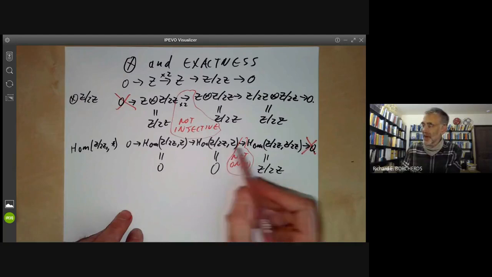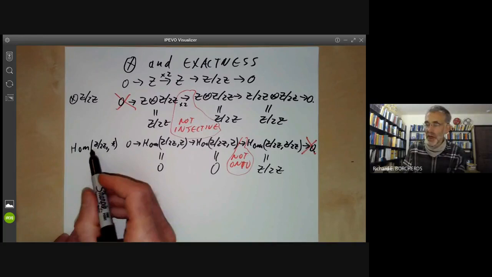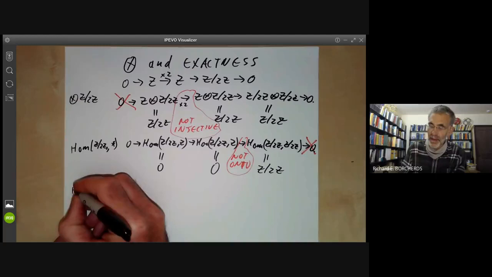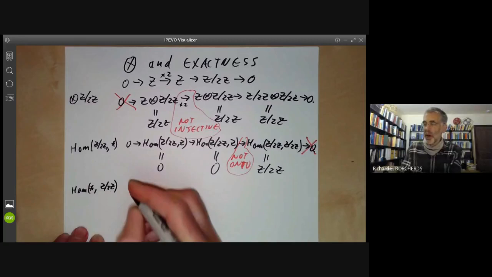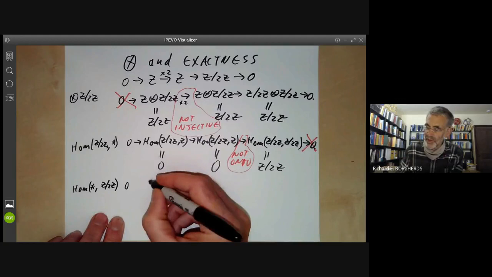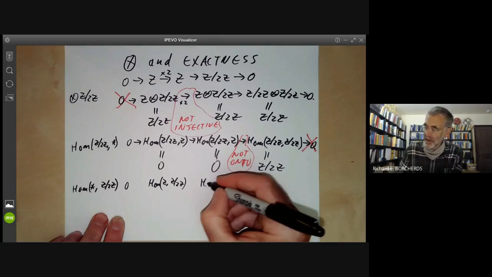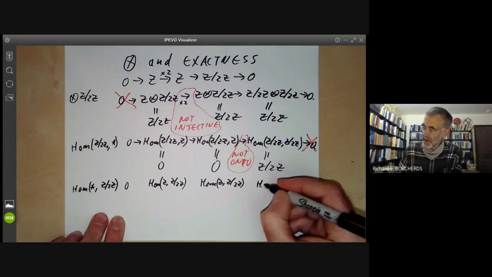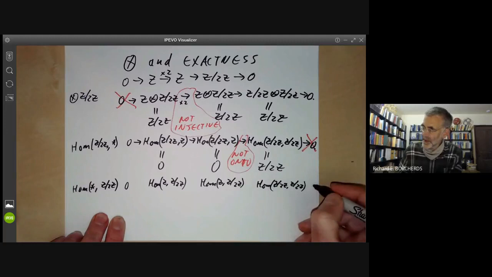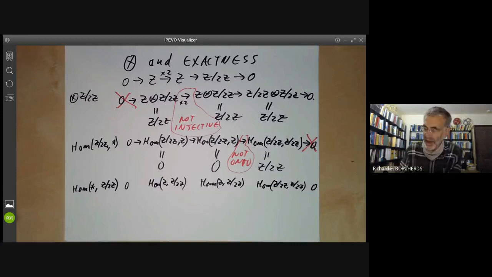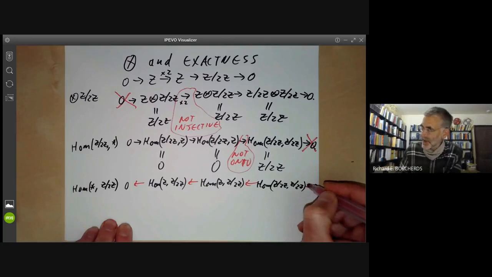Now, as well as taking homs from Z over 2Z to something as a functor, we could also take homs from something to Z over 2Z. So we could take Hom of Z to Z over 2Z, and the same there. So let's write that out. So we get Hom Z to Z over 2Z, and Hom Z to Z over 2Z, and Hom from Z over 2Z to Z over 2Z, and then we get 0. Now we have to be a little bit careful about which direction the arrows go in, because the arrows actually go in this direction. So let me mark them in red so you notice there's something a bit unusual.